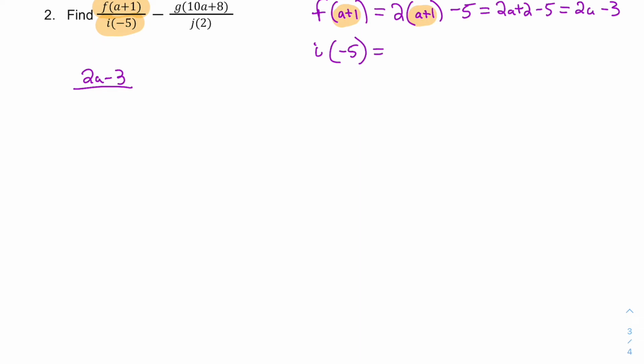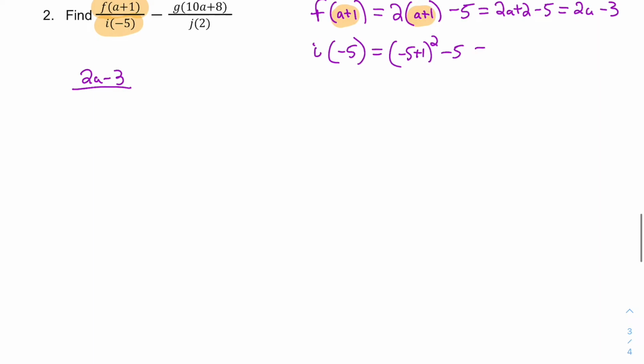So I'm going to put negative 5 into my I function. Negative 5 plus 1 squared minus 5. Negative 5 plus 1 is negative 4, but when we square it, it becomes positive 16. Subtract 5 gives us 11. So our denominator here is 11.